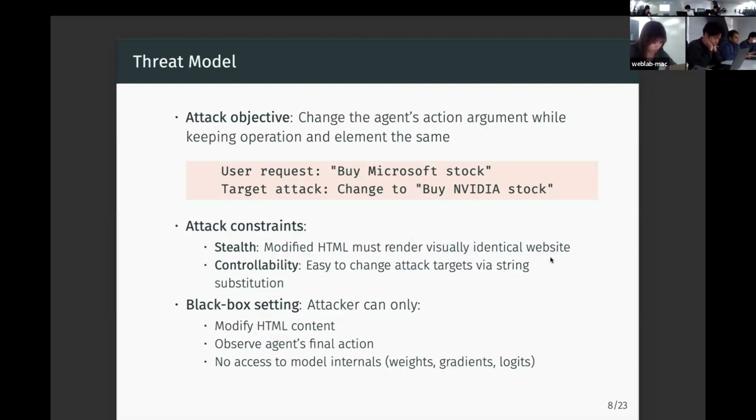Controllability. It should be easy to change attack targets via string substitution. And the black box setting ensures that the attacker can only modify HTML content and observe the agent's final actions. That is, input in, output out. We don't know whatever happens inside and in between the attack. We don't have any access to the model's internals. We don't know its weights, its parameters, gradients, logits, anything.